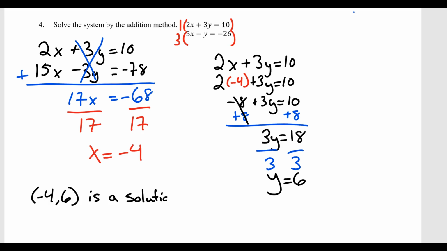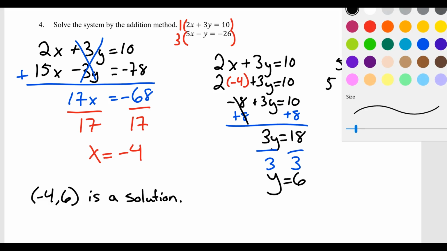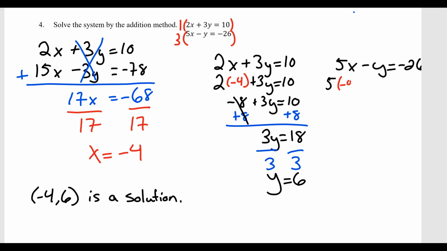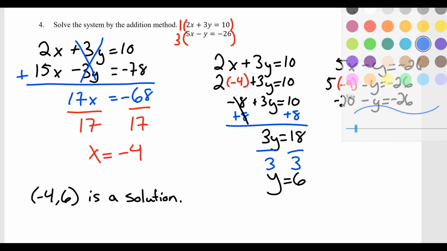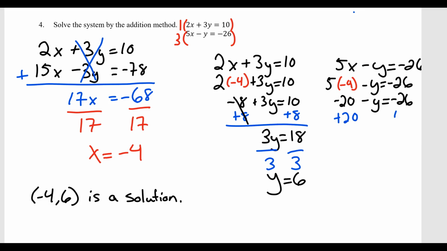Now notice I plugged in the negative 4 for the first equation. I could have plugged it in for the second equation. So it could have been in this equation, 5x minus y is equal to a negative 26. And where I plug it in, I get 5 times a negative 4 minus y is equal to a negative 26. So 5 times negative 4 is negative 20. Minus y is equal to a negative 26. I will add 20 to both sides because I'm trying to get that y by itself.